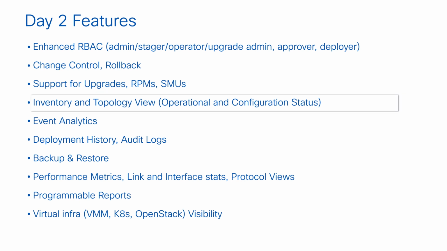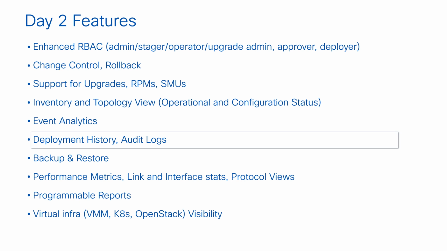We have view into the inventory as well as the topology, as we also saw in the demo. We have an operational as well as a configuration status. So if you're looking at managing something from NDFC and there's someone who goes and makes an out of band change using CLI, which isn't locked by the way, but if that happens, there will be an out of sync status that will be detected and marked in the configuration status of that switch by NDFC. There's event analytics, deployment history, audit logs that are available.